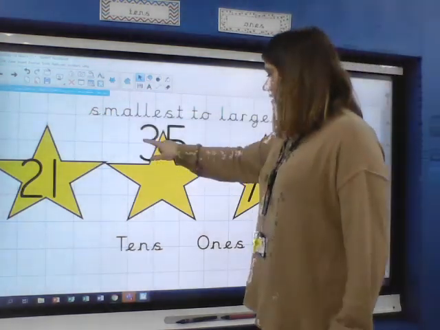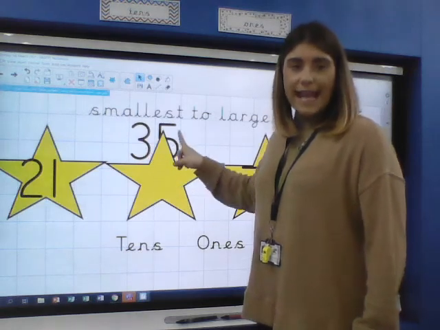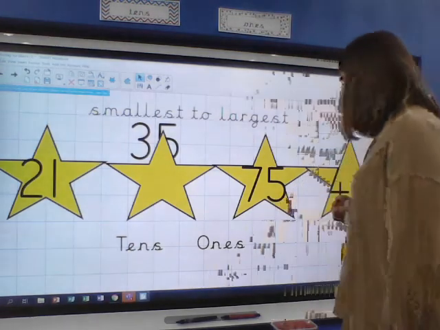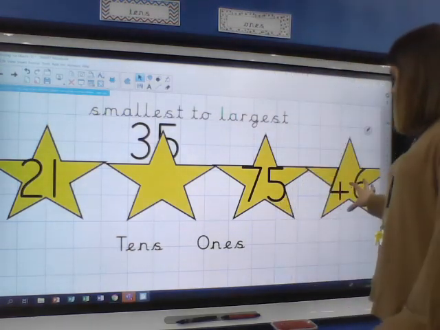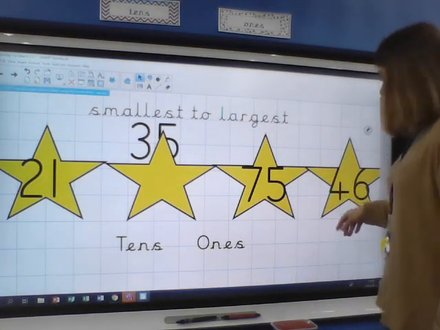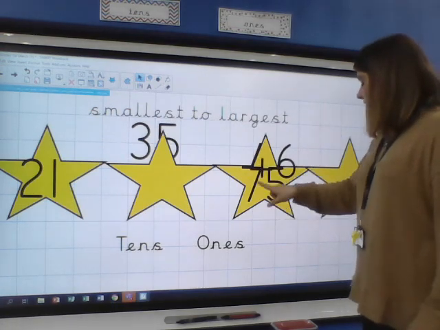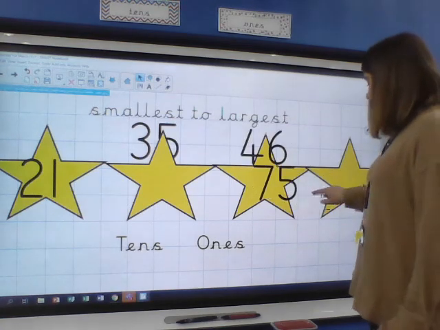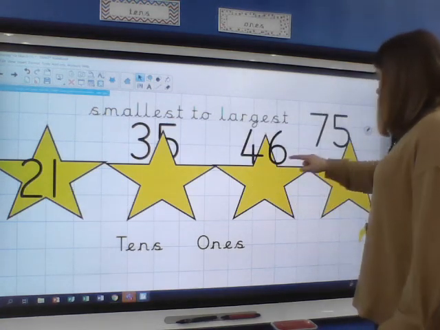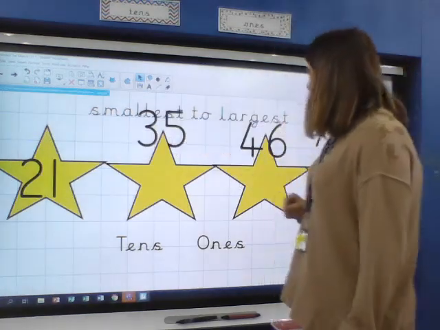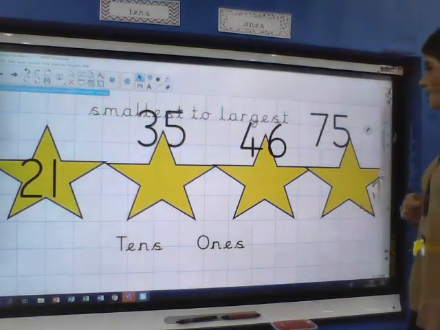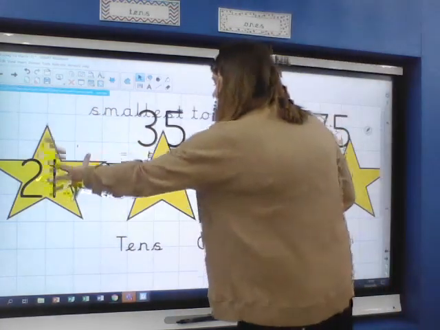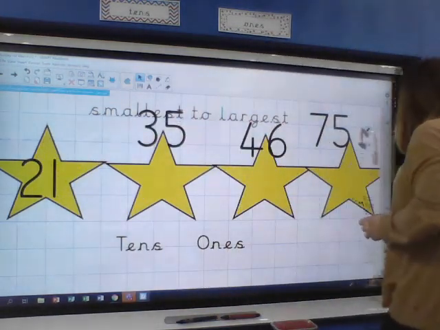35 would be next in our sequence because this number has got 3 tens. It has got more ones, but it's only got 3 tens. Okay, so I've got 75 and 46. So we should have next 46 because that has 4 tens. And then our greatest number, our largest number is 75. Okay, so we should have 21, 35, 46 and 75. Did you get that correct? So those numbers have been ordered from the smallest amount up to the largest.